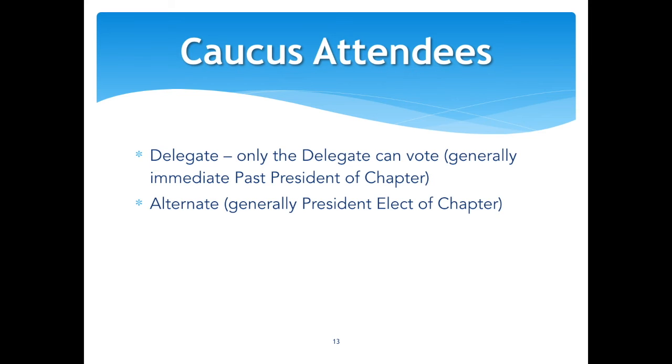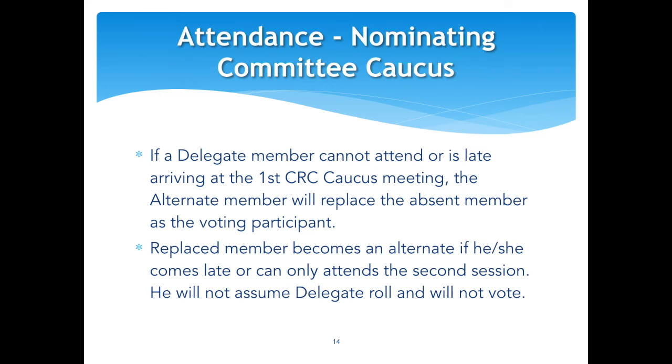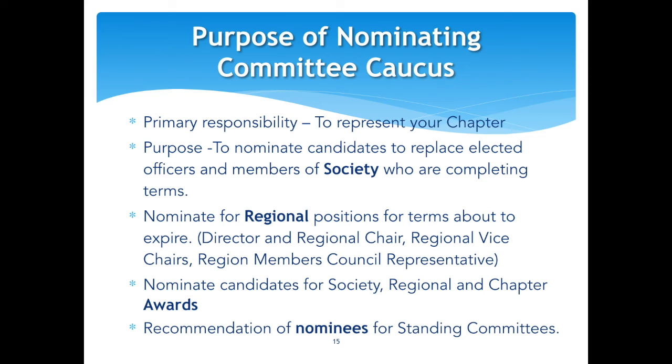It's also important that you show up on time at the first caucus meeting. If the delegate is absent or late, then the alternate becomes the delegate as the voting member for the chapter for the remainder of the CRC. When we go into our caucus session, we have 4 main tasks before us. First of all, we're going to nominate candidates for society-level positions. That's president-elect, treasurer, vice presidents, and directors at large. Secondly, we're going to nominate candidates for regional positions, typically the DRC, the RMCR, RVCs, and the nominating committee.